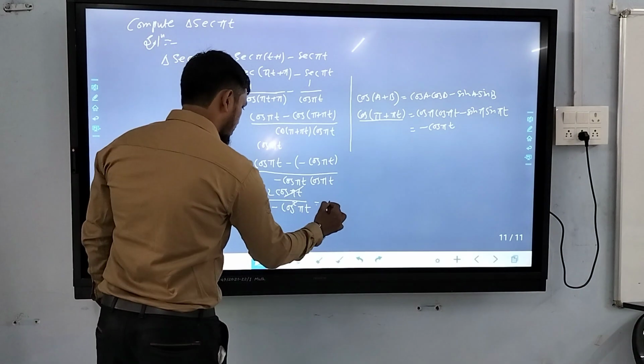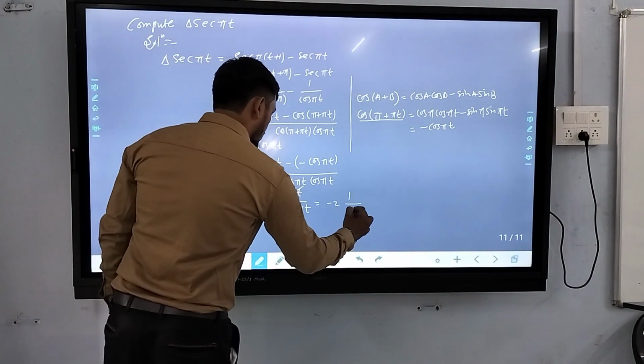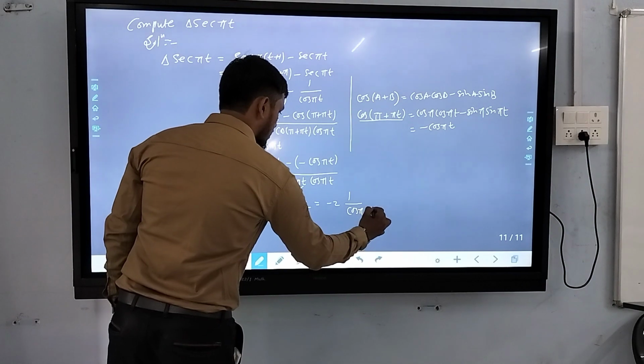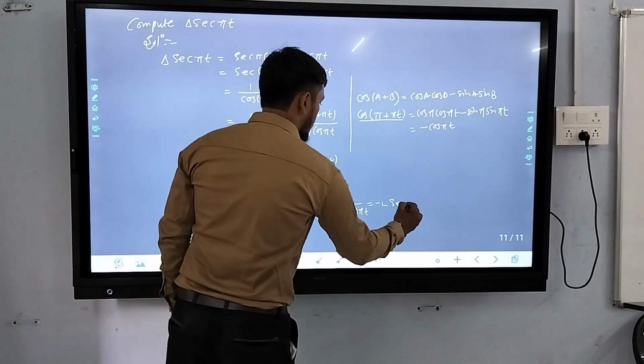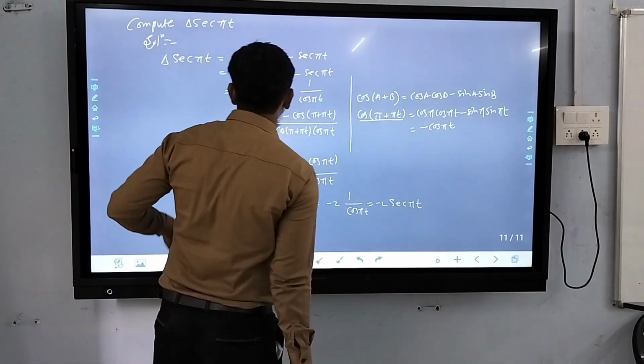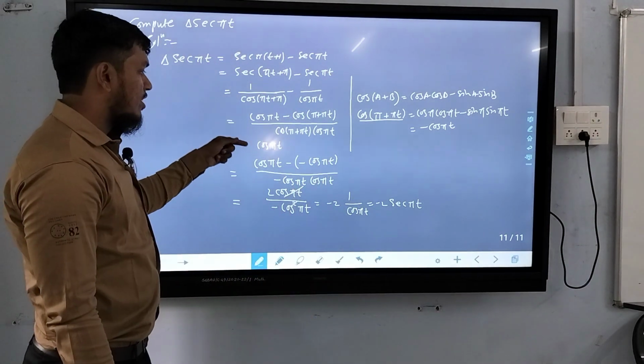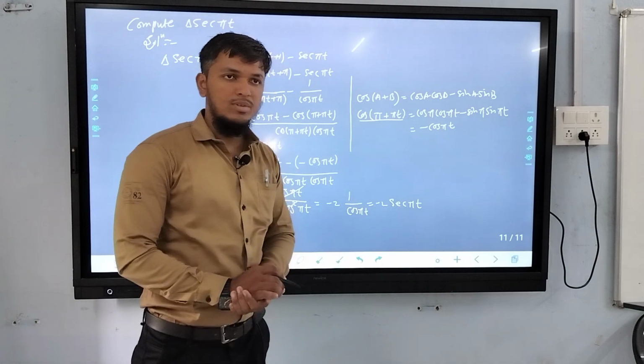So the remaining is minus 2, 1 upon cos pi t. So minus 2 times 1 upon cos pi t is what? Sec pi t. So the value of delta sec pi t is equal to minus 2 sec pi t.